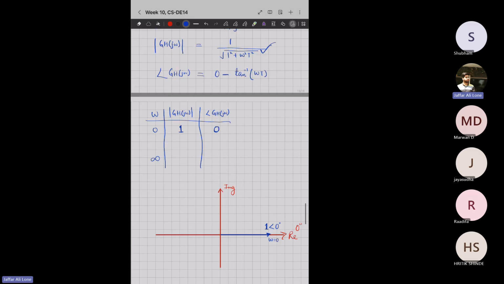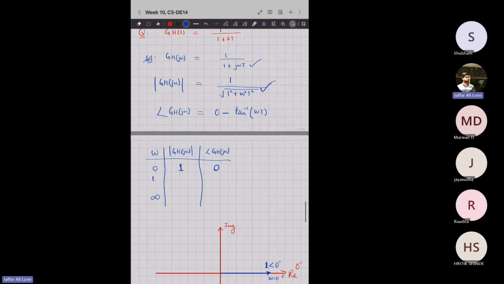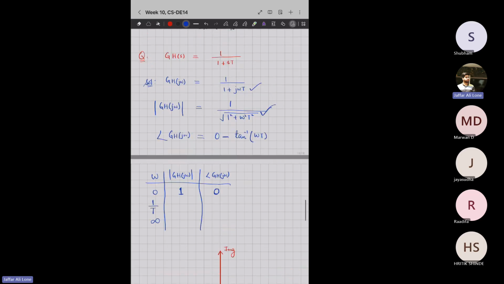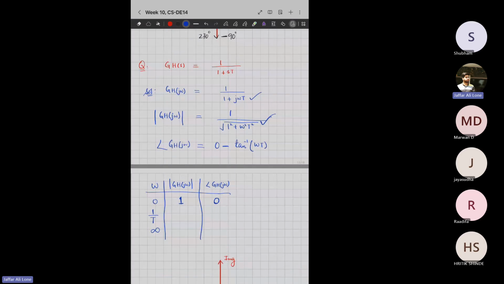Now I will change it. Let's put omega equal to 1 by T. When omega is 1 by T, the 1 by T square term vanishes, so you will get magnitude as 1 by root 2. And what will be the angle? Omega is 1 by T, T and T vanish, tan inverse of 1, which is 45. But there is a minus sign, so I'll get minus 45 degrees.